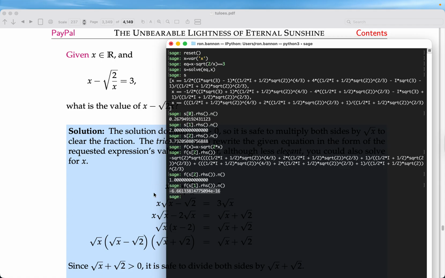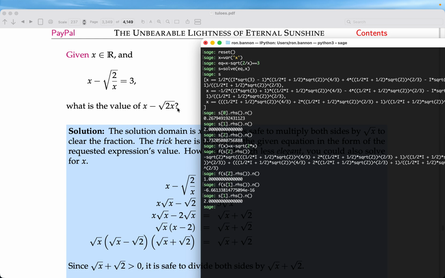Let me just type in s of 1 and see what happened over there. s of 1 is the number 2. So this function would evaluate to 0, because 2 times 2 is 4, the square root of 4 is 2, and 2 minus 2 is 0. That's true. Now I'm going to do f of s of the first solution, which is s of 0, right-hand side. And let's see what happens. I get this number over here.